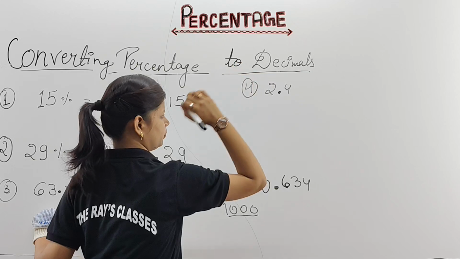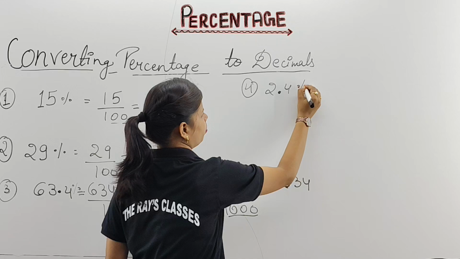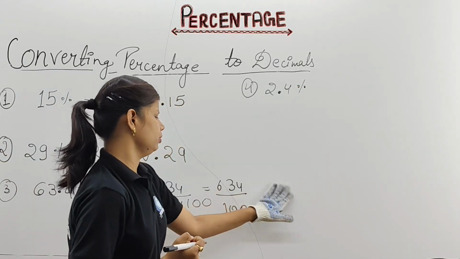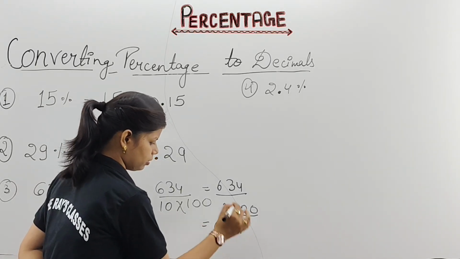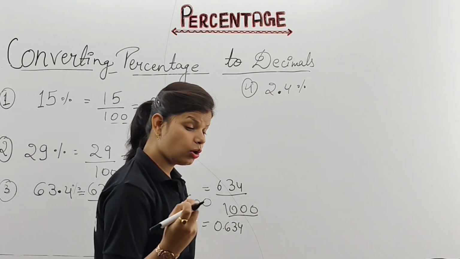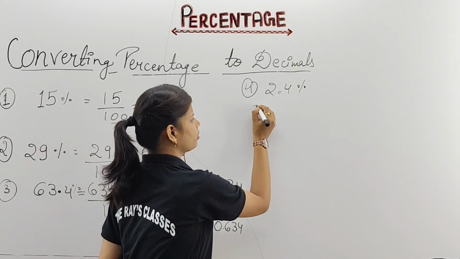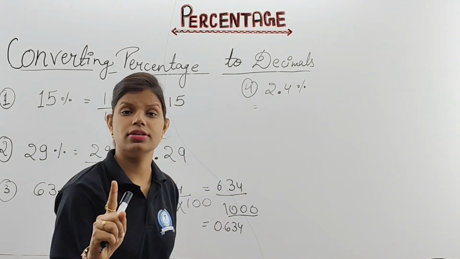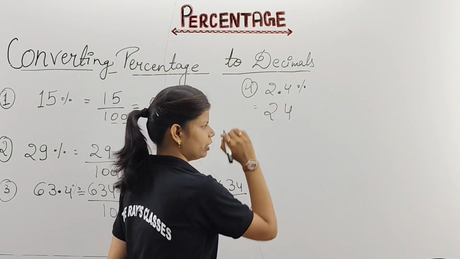2.4. Clear? 2.4 what? 2.4%. Children, you have to convert once again the given number. I hope this part is visible. Clear? 2.4. Now please think once again what I have done in the previous one. Here this is your decimal part, and just after the decimal you are having what? How many digits? You are having only one digit, and your digit is 4. Clear?